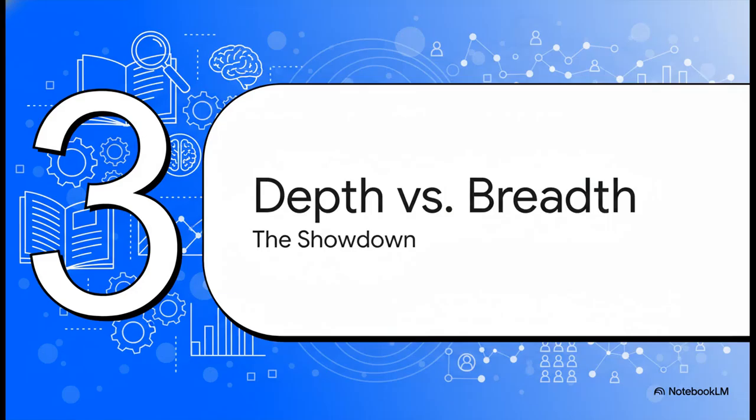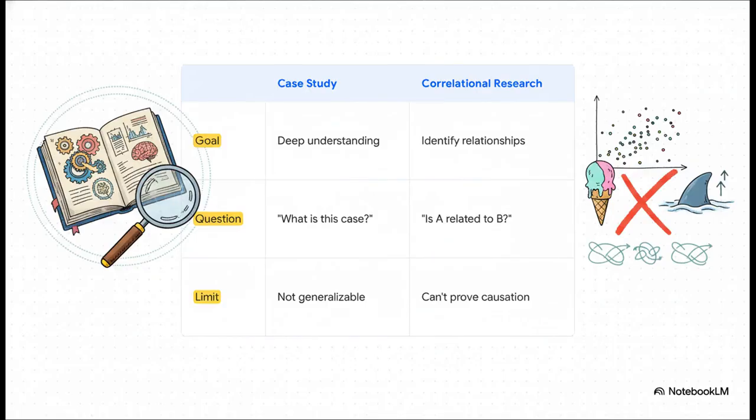Okay, so now that we've seen both of our tools, let's put them side by side to really make the contrast crystal clear. This is where you can see how they fit totally different research needs. So here it is, the crucial point. A case study gives you this incredibly rich, detailed story, but you can't really generalize its findings. Correlational research, on the other hand, shows you a pattern across a huge group, but, and this is a big one, it can never prove that one thing causes another.